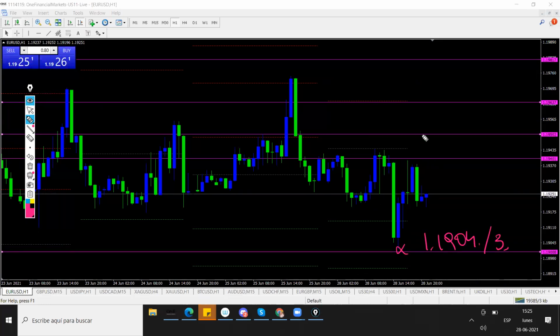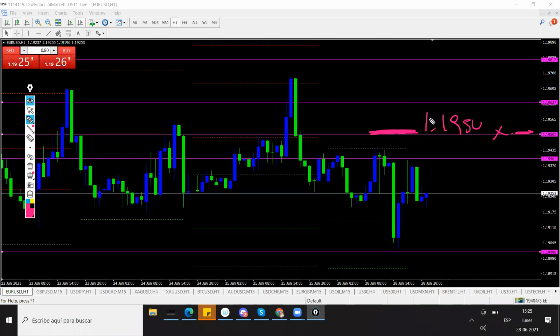Now, if you get confused sometimes and cannot really understand some levels, because it may happen to you at first, just go for the next psychological price. That will be here, 119.50. So that's why I have this line right here. I have a very strong buy stop getting ready at 119.50, and I'm going to close it around 119.60.